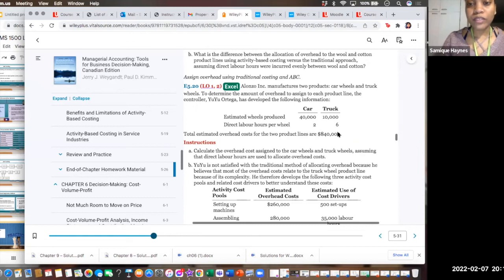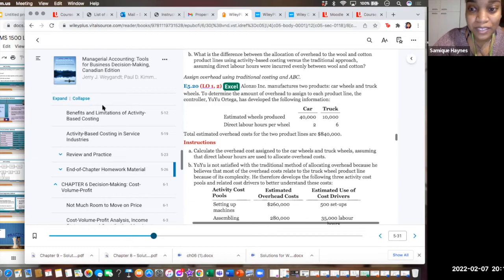$840,000, right? Which one of these types of wheels, the car wheels or the truck wheels, do you think should get most of the overhead costs? A guess, give me a guess, what do you think? Truck, car. Some people say car, some people say trucks. All right, cars, lots of people saying car. I guess you're saying car because we produced more of it, right? And some people are saying truck because it uses more direct labor hours per wheel. Okay, I just assume that's why you picked those.